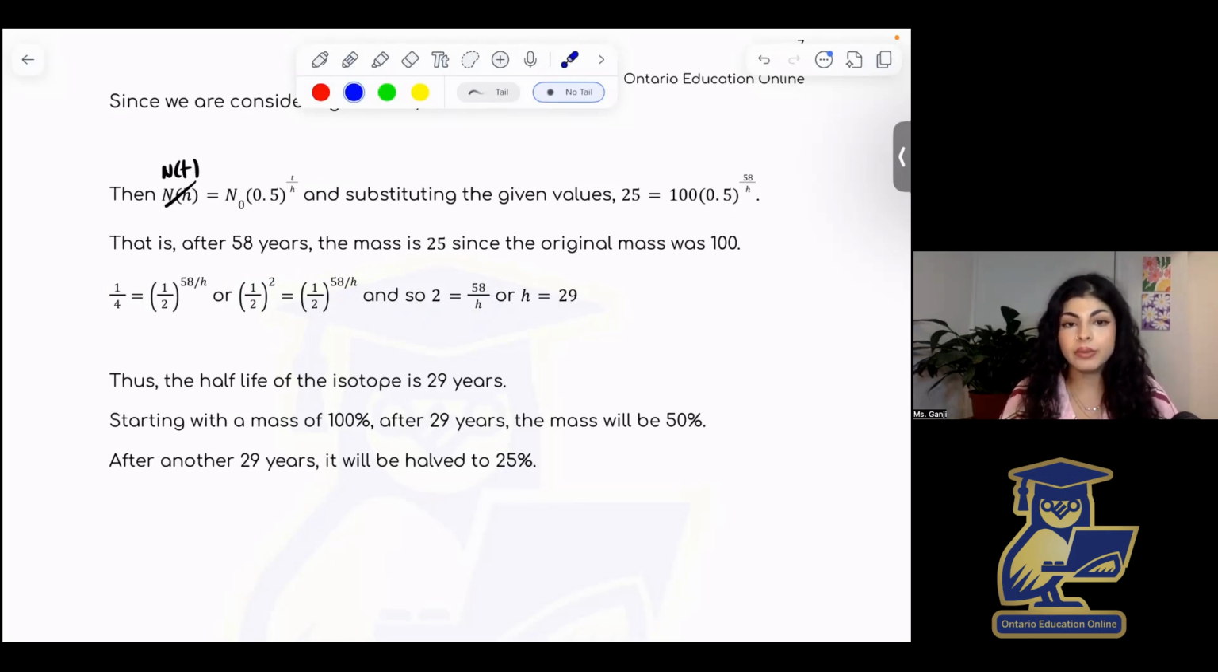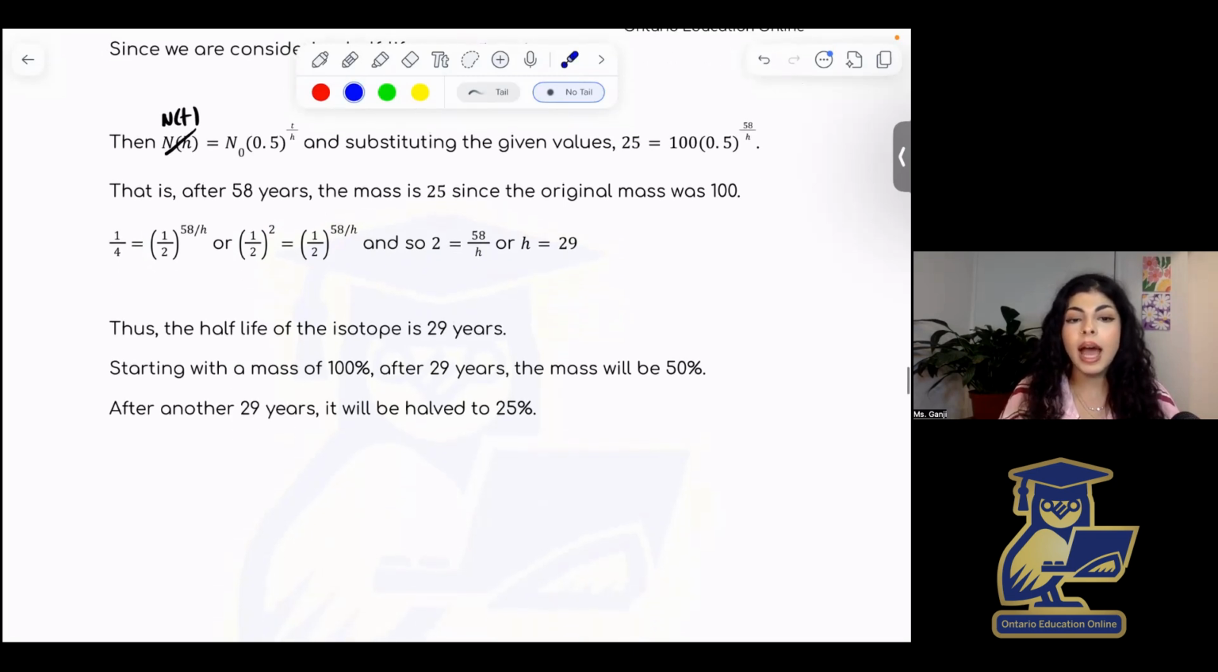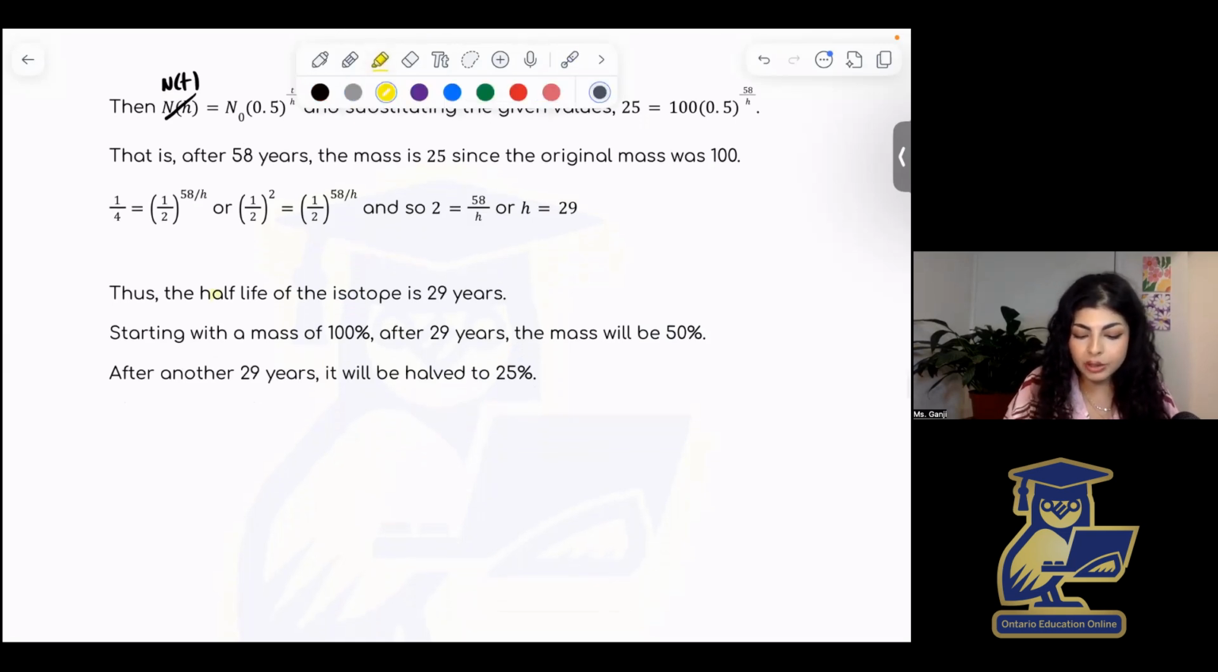And of course, that makes sense for our half-life to be 29 years, because consider you have a mass of 100%. Then after 29 years, the half-life has happened, so the mass is now 50% of its original amount. And then after another 29 years, this 50% is also halved again. So now we are at 25% of the original population. So two half-lives have passed for us to get from 100% of the mass to 25% of the mass. And so your final answer is the half-life is 29 years.